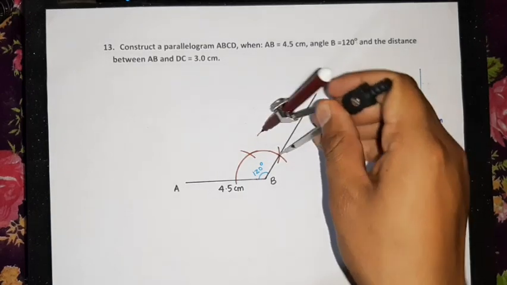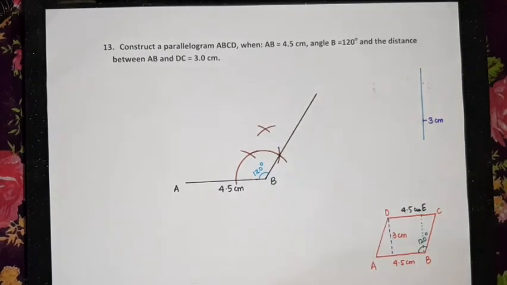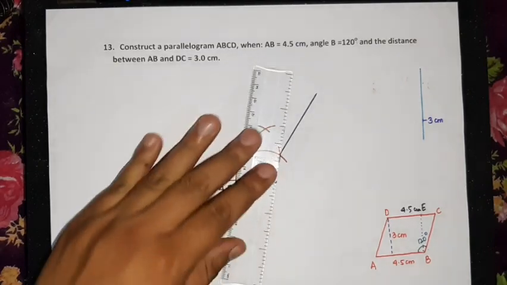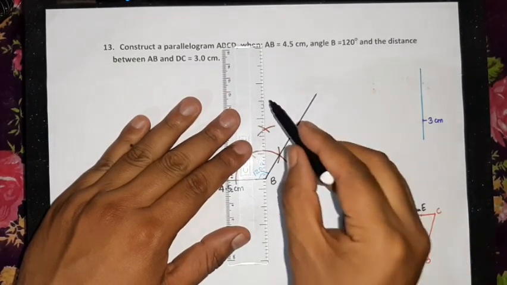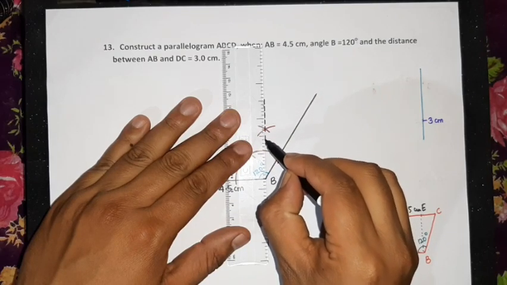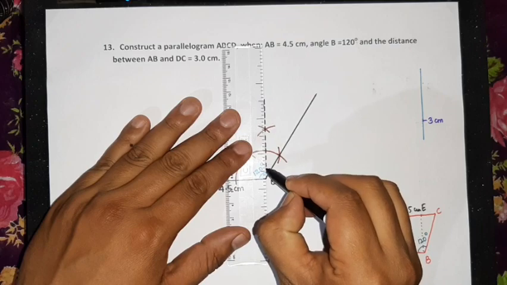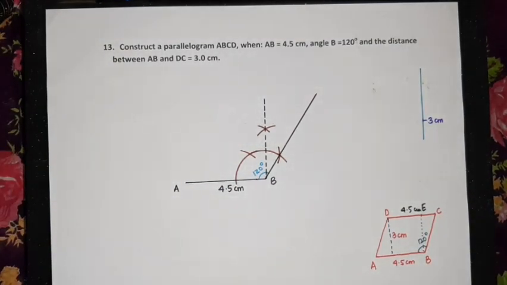So from here only we will construct 90 degree angle. Okay, and we will construct 90 degree using a dotted line. Okay, so let me join B and this, so I'll get, okay, so I've got my 90 degree, right?